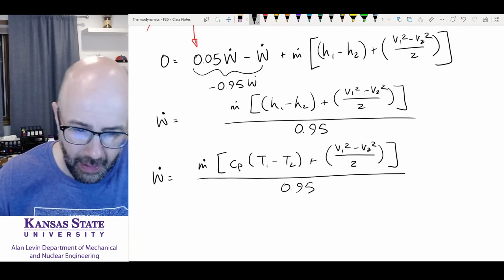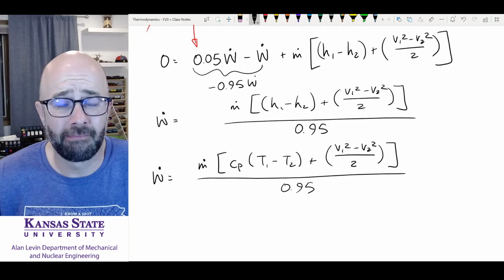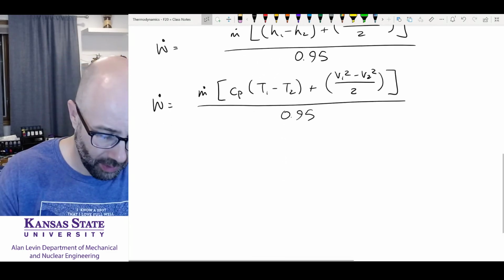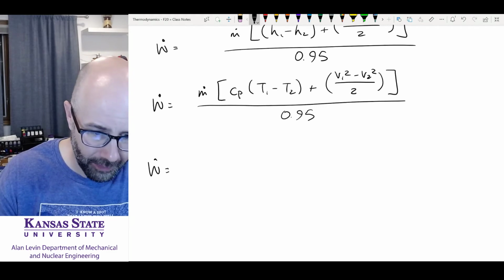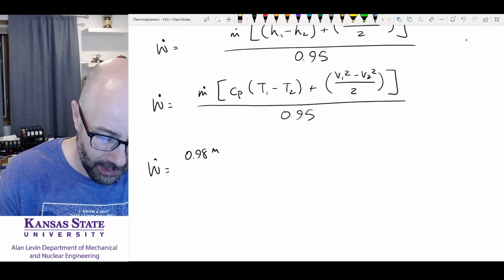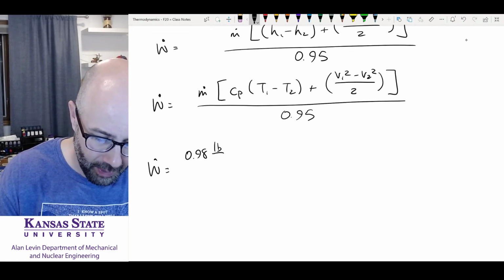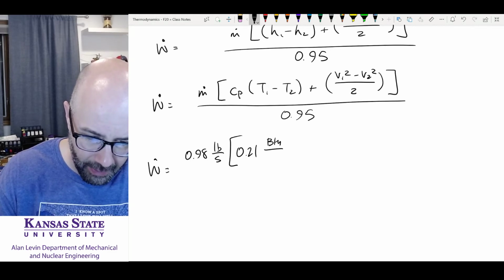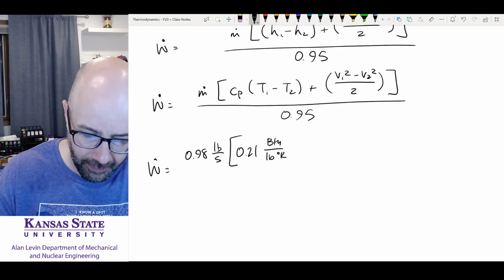0.95. And now I have everything I need. I'm going to start plugging in some numbers. So my power, W dot, is equal to 0.98 pounds per second. C sub P value is 0.21 BTU per pound per degree Rankine.